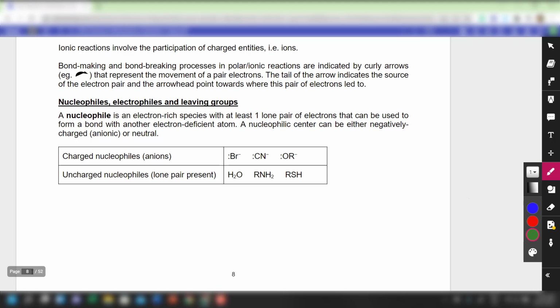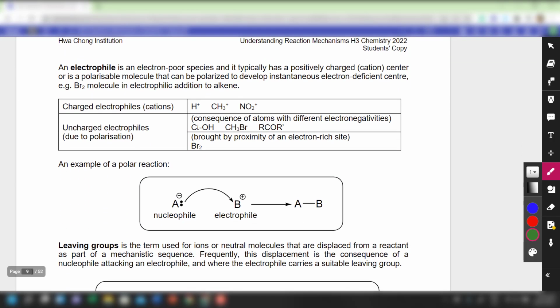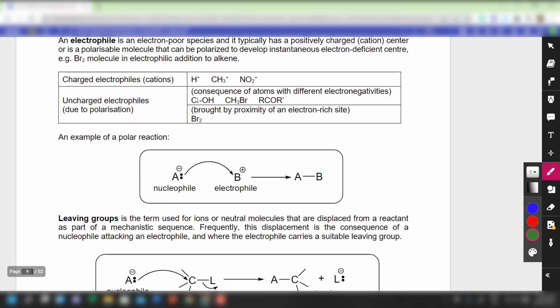In the language we use for H3, we will call an electron rich site an electron source and an electron deficient site an electron sink. When you push electrons, you always push from the source to the sink. When you do that, most of the time you will not be committing unnecessary mistakes. Electrophile is something you should be familiar with, so I don't think I need to discuss that.